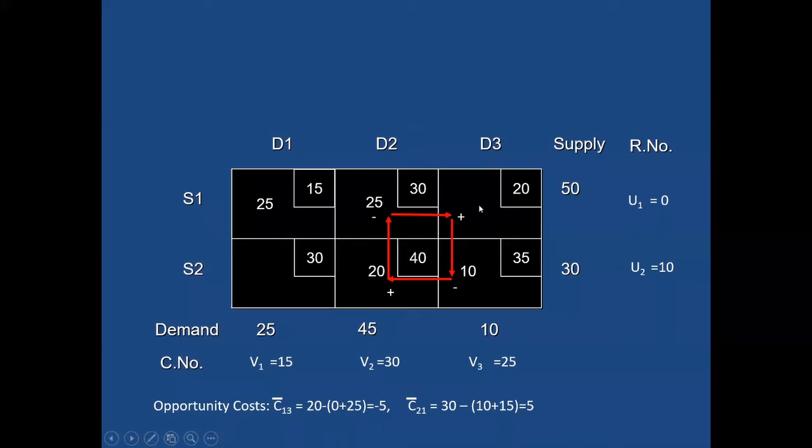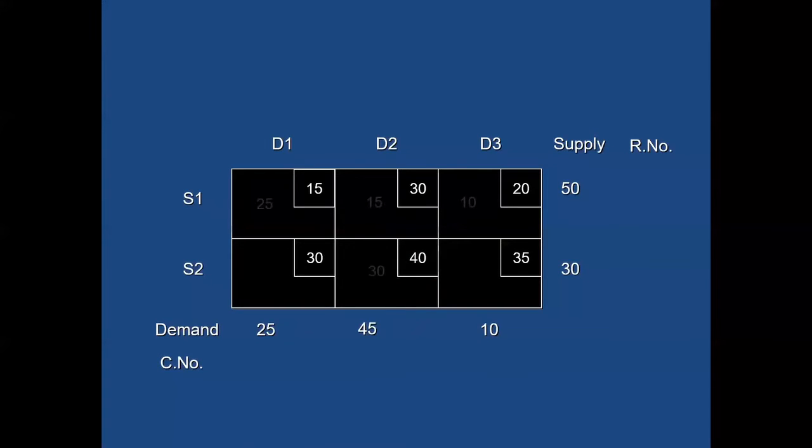So what is going to happen is I'm going to get 10 here in this cell. There won't be any value here. This will be empty now. 20 plus 10 will become 30, and 25 minus 10 will give me 15 here. So my new cell with the values will be like this. So these are my new allocated cells. We have 25, 15 and 10 in S1, D3 now. And in S2, D2, I have 30.